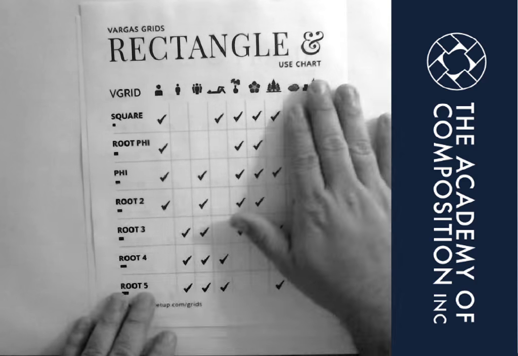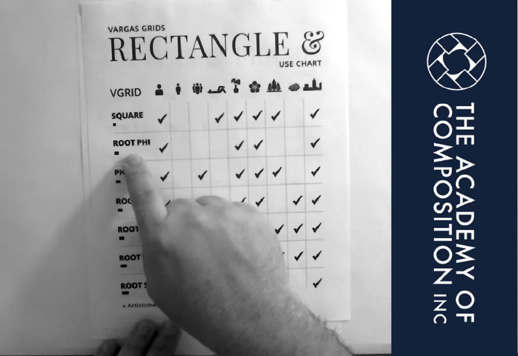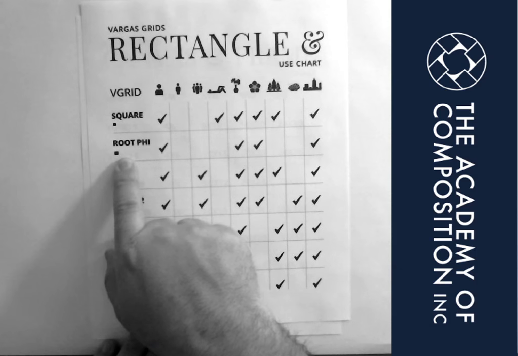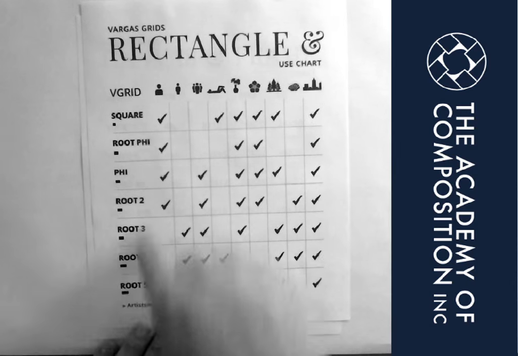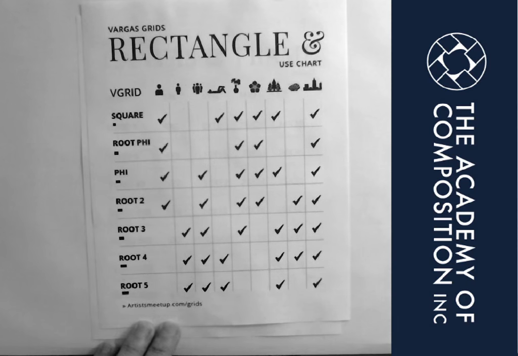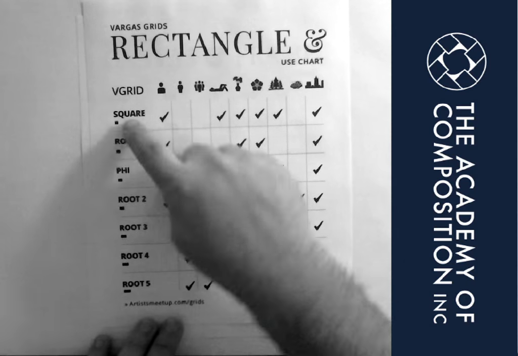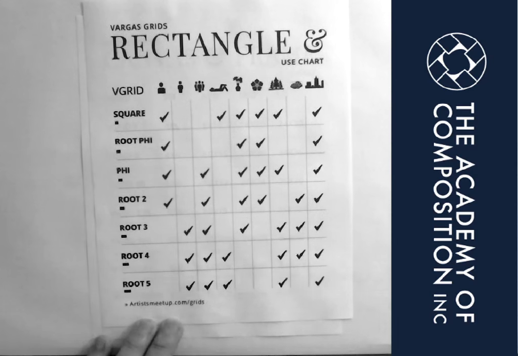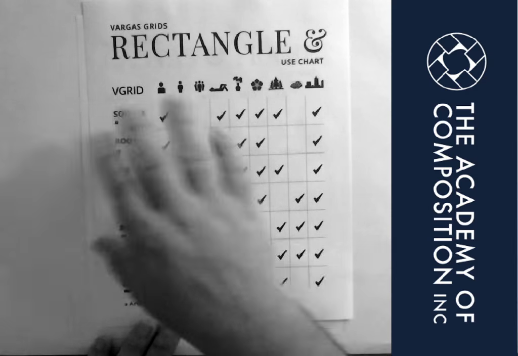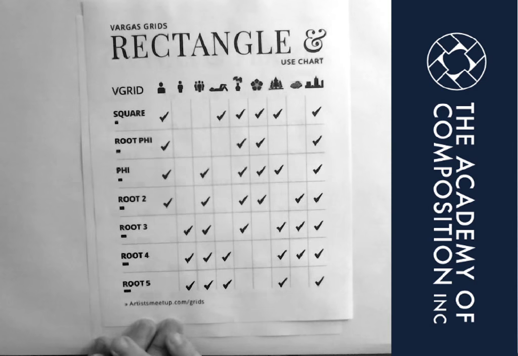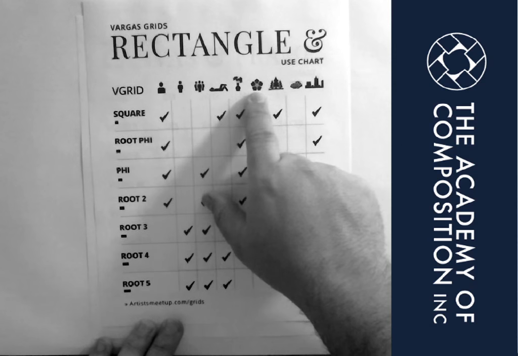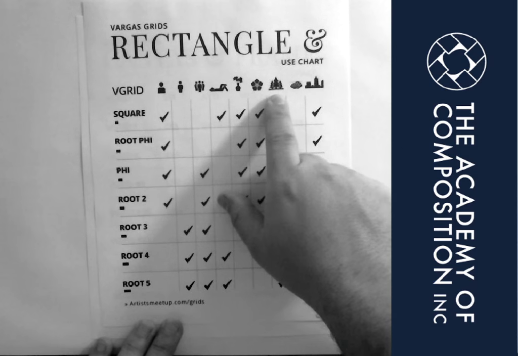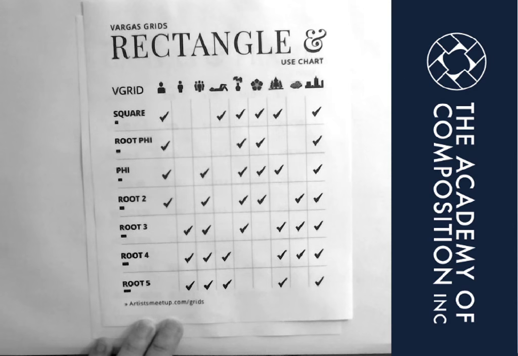So this chart really is about using a rectangle that the main rectangle itself is one of these rectangles. So the dimensions of these. And you can see along here I have in this little chart the square all the way down to the root 5 shape. So you can go through here. We have portraits, figures, groups, reclining, still life, floral, landscapes, seascapes, and cityscapes.